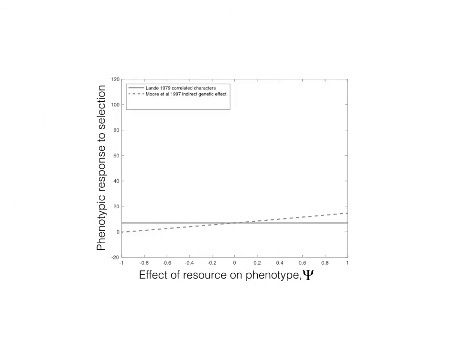So here again, this is the same plot that you've seen before. On the x-axis is the effect, now not of the social interaction, but of the resource on the phenotype, psi, and the phenotypic response to selection. And these are the two lines that we saw before: the Lande 1979 correlated characters model and the Moore et al. 1997 indirect genetic effects model. And I'm going to put the niche construction model on top. Okay. So this is the niche construction model with 2 generations of niche construction. And this is the niche construction model with 20 generations of niche construction.